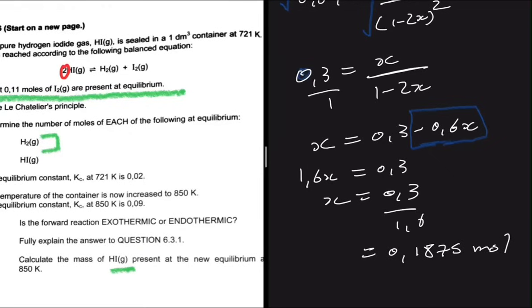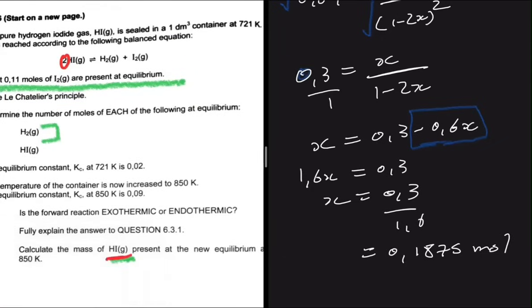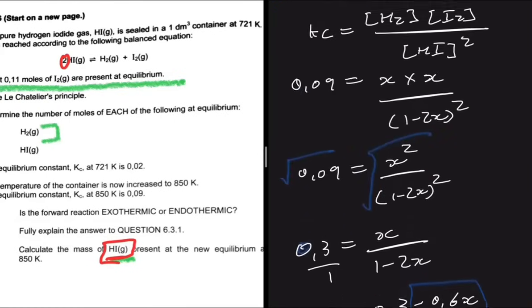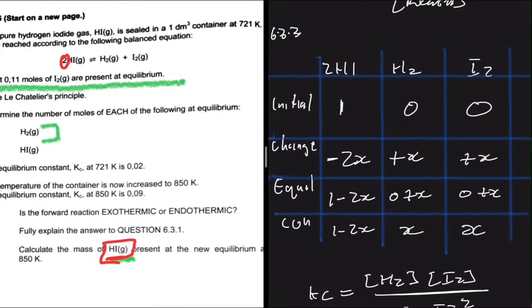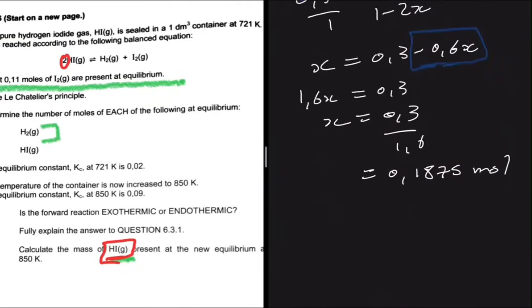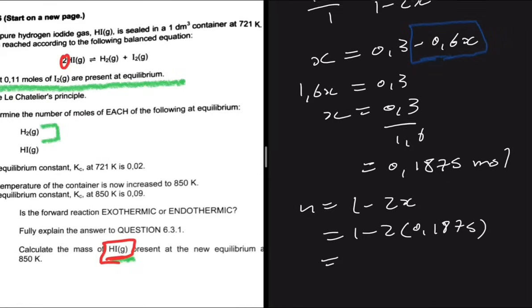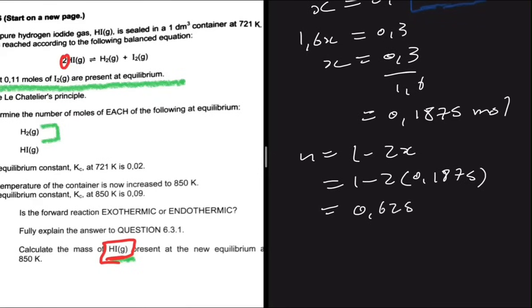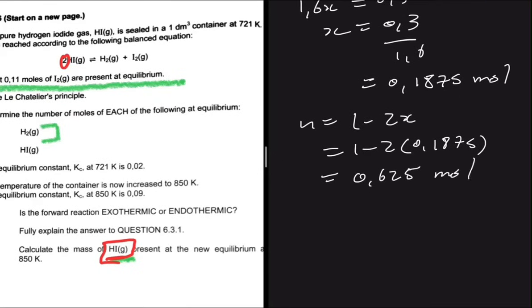But we're not looking for x, we're looking for the mass of HI present at the new equilibrium. So let's go ahead and find the number of moles of HI at equilibrium. It's 1 minus 2x. So the number of moles will be 1 minus 2x, but we now know what x is. It is 0.1875. So what is the number of moles? I'm getting 0.625, right? So we have the number of moles of HI at equilibrium.